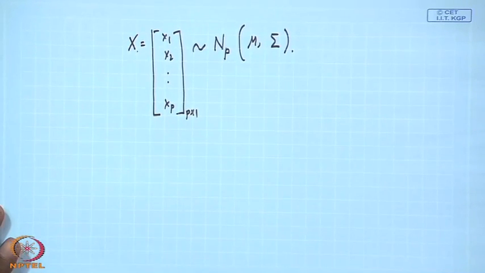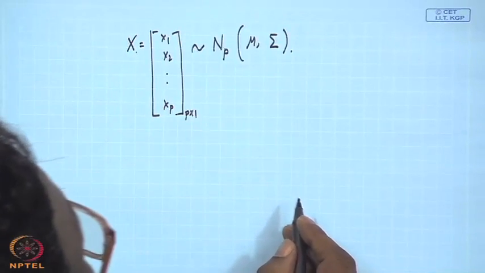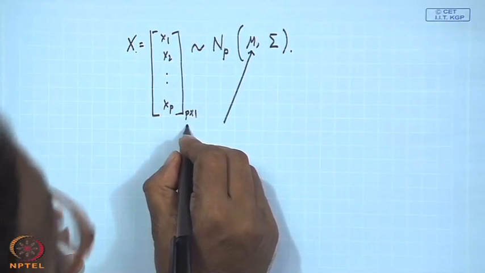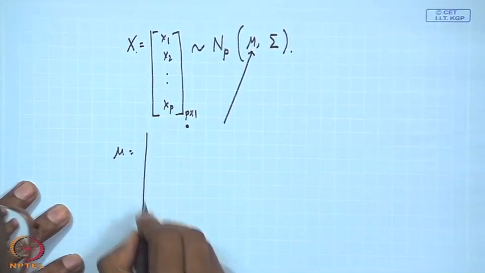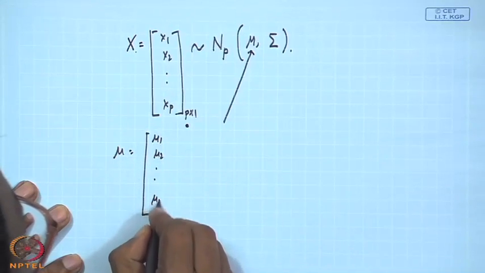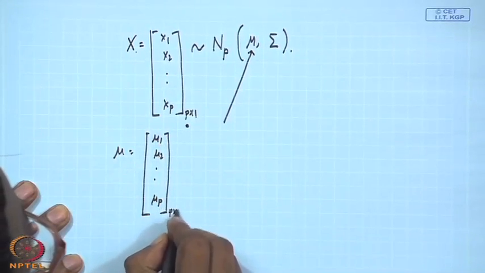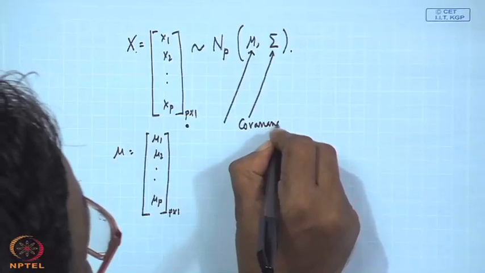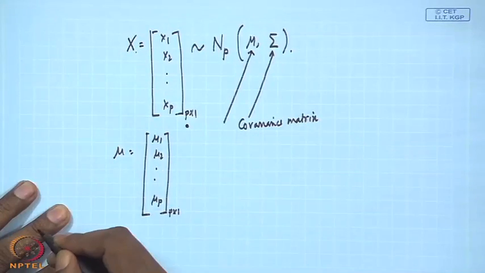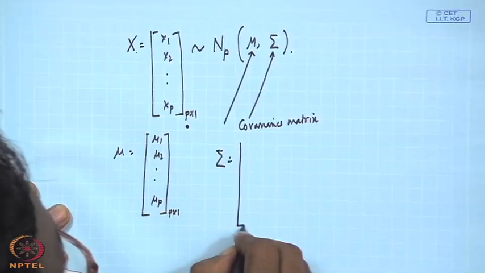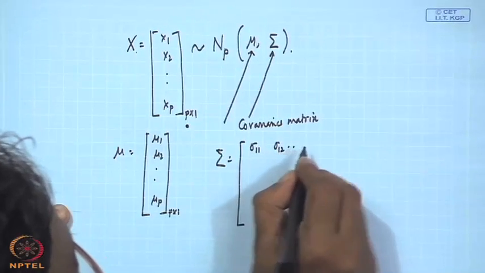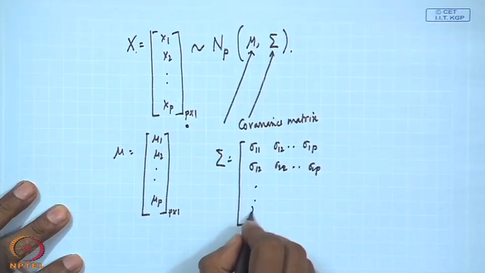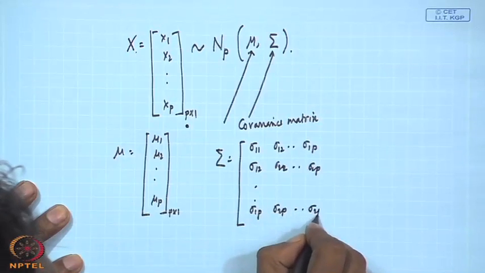Now, you are well accustomed with the nomenclature, in the sense you know that the mean is a mean vector. If there are p cross 1 variables, then my mean is again p cross 1, that is mu 1, mu 2, up to mu p. And you also know this one, this is nothing but the covariance matrix. This covariance matrix is a p cross p matrix: sigma 11, sigma 12, sigma 1p, sigma 12, sigma 22, sigma 2p, sigma 1p, sigma 2p, sigma pp.